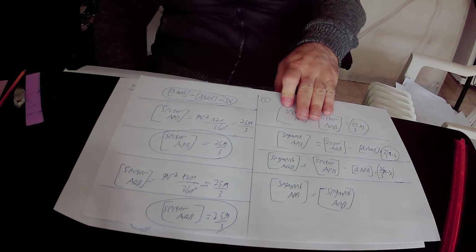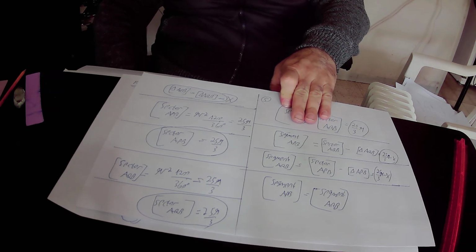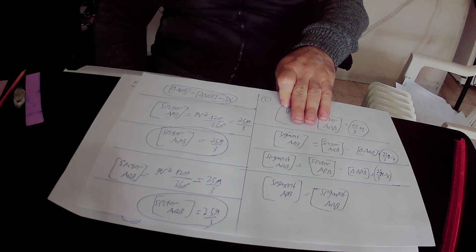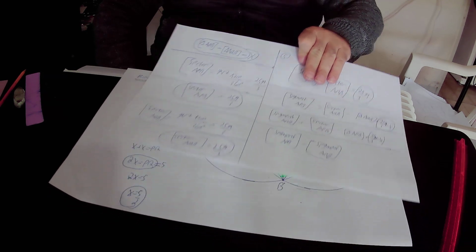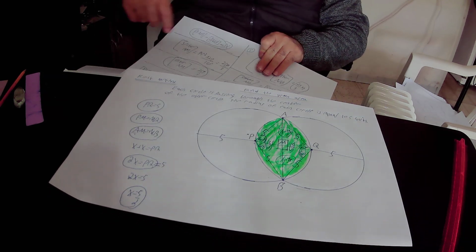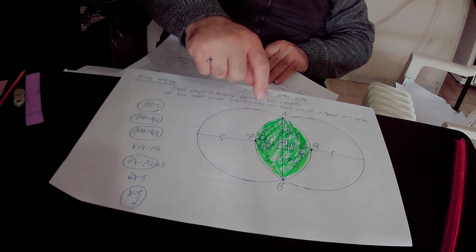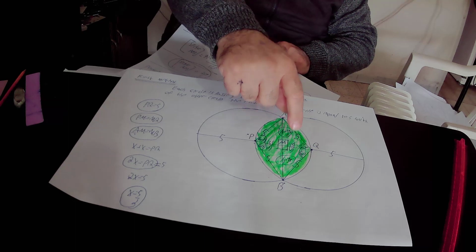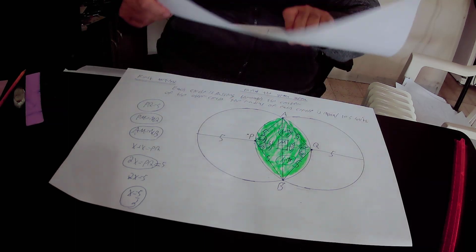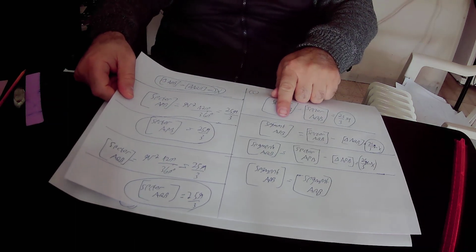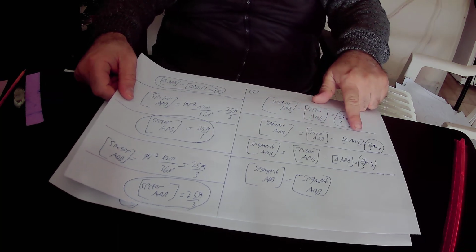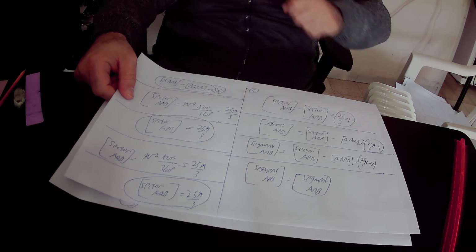So, then we found out the area of segment APB. The area of segment APB equals the area of sector AQB minus the area of triangle AQB.